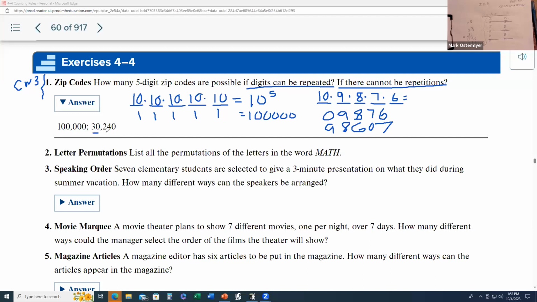Why do you think there's less if repetitions are not allowed versus if the repetitions are allowed? I mean, just kind of obvious why there would be less. Do you agree? Because repetitions are not allowed. So, like, you cannot count this one for the second question that's being asked. That's not allowed. So there's going to be less.